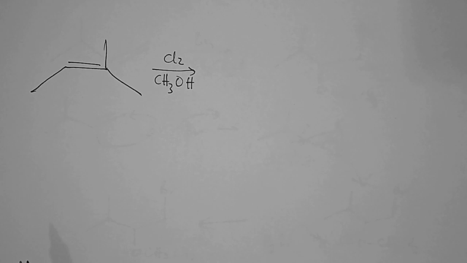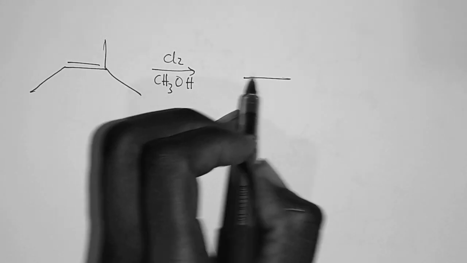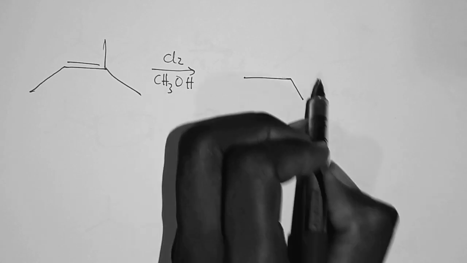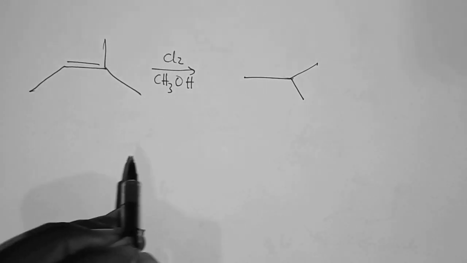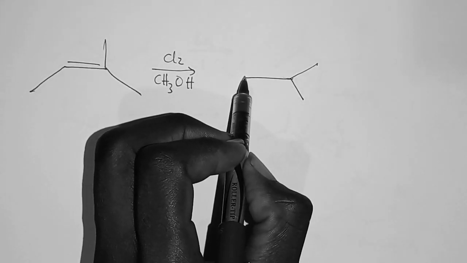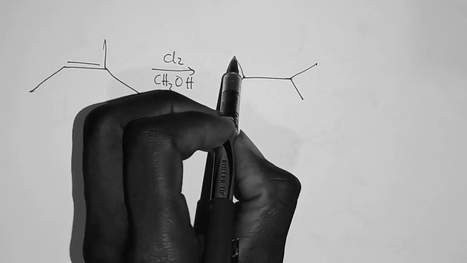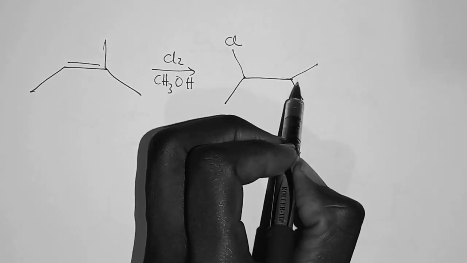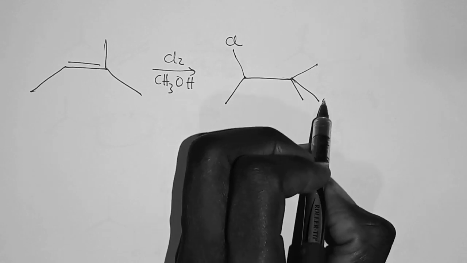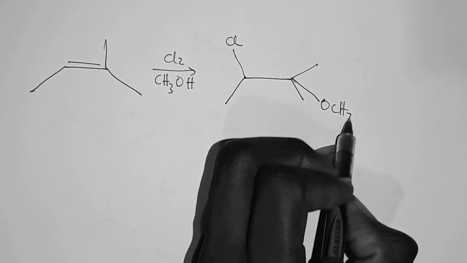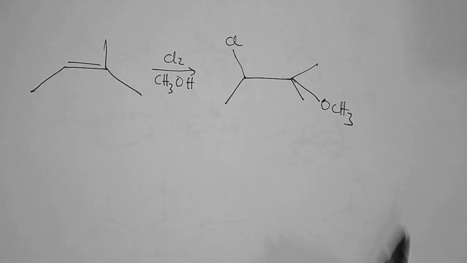So what will be the product formed from this reaction? You can pause the video at this point and then try. It's going to be this product. So the chlorine will be here, and then the OCH3 will be here in the opposite direction. So this will be the product formed.